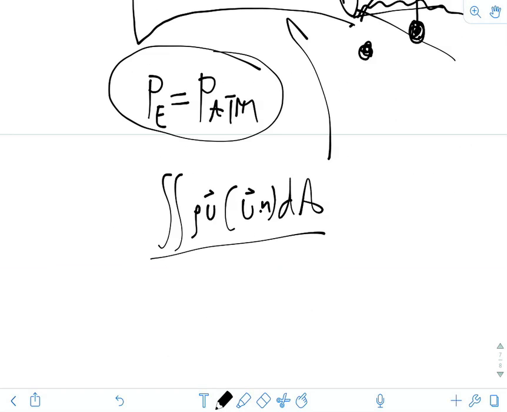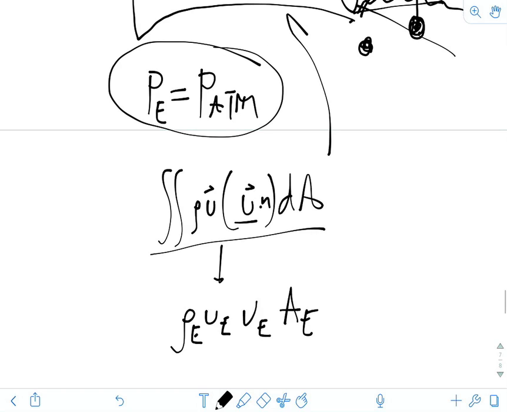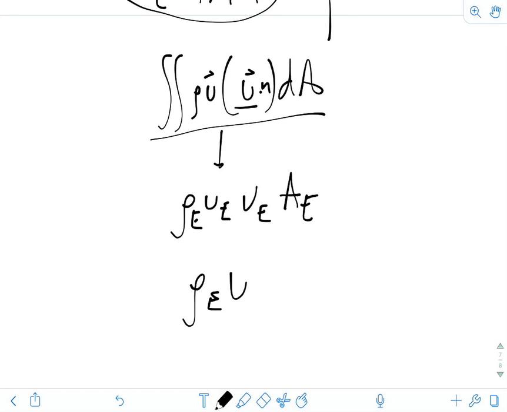If u is normal, if the velocity is coming up perpendicular to that face, then u dot n is just u. There are no other components of the flow. V and W are 0. And so this boils down to just rho times u, the exit velocity, you call it ue, rho e, times ue again, times Ae. So it's just rho e ue squared Ae.